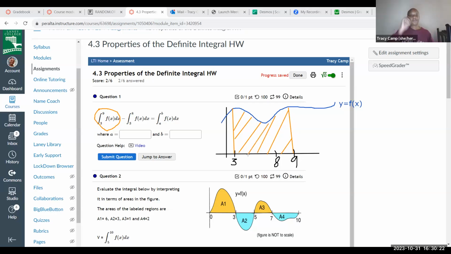And then it says subtract from that, you're going to subtract the definite integral from 3 to 8. So what color should I make that one? Let's make that one green. So we're subtracting the definite integral from 3 to 8. So we're going from 3, same starting place, but to 8.